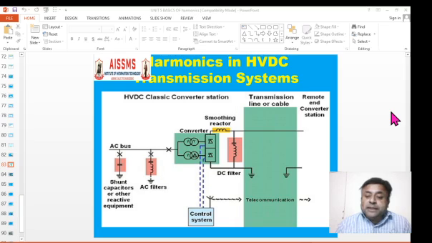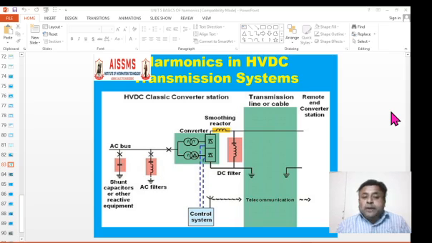Chandrapur is a super thermal generating station, and it has a capacity of more than 2000 megawatt. Therefore, it comes under the category of super thermal power generation. It sends this power over a bipolar link to Padge. Padge is a 400 kV station which is the load center for the Mumbai and Pune area. Therefore, about a 750-kilometer line from Chandrapur to Padge is laid for HVDC transmission.